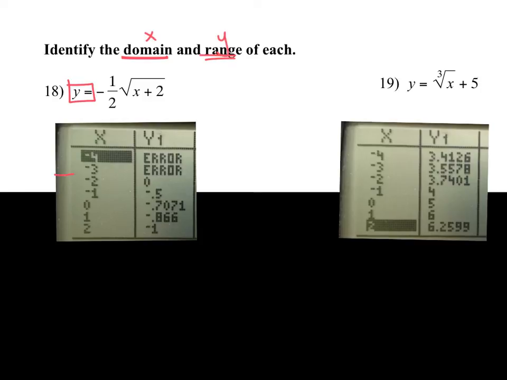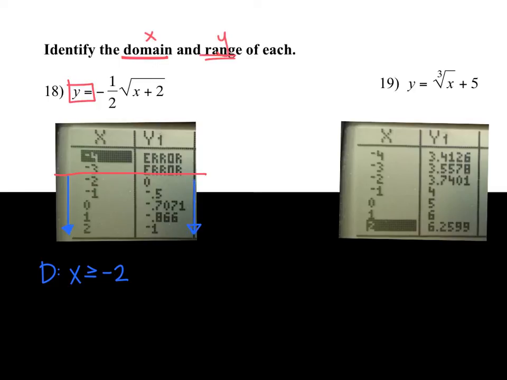So on 18, my error is going to start at, or end, I guess, at -2. So on the x side, I'm starting at -2, and then think about as you move away from the error, what's happening to the x values. And you should notice they're getting bigger. So my domain here is x greater than or equal to -2, because I'm starting at -2 and getting larger.